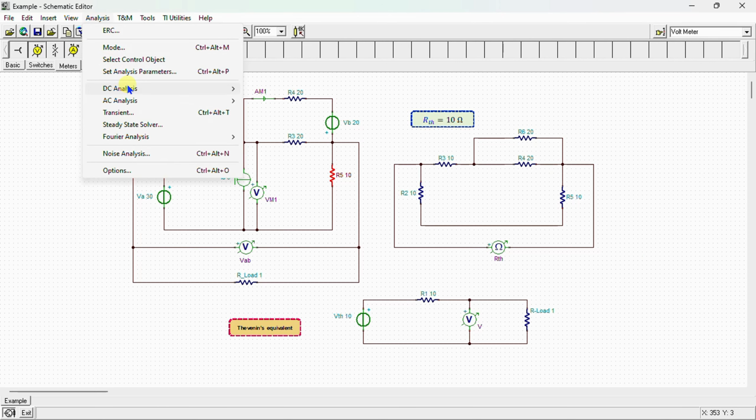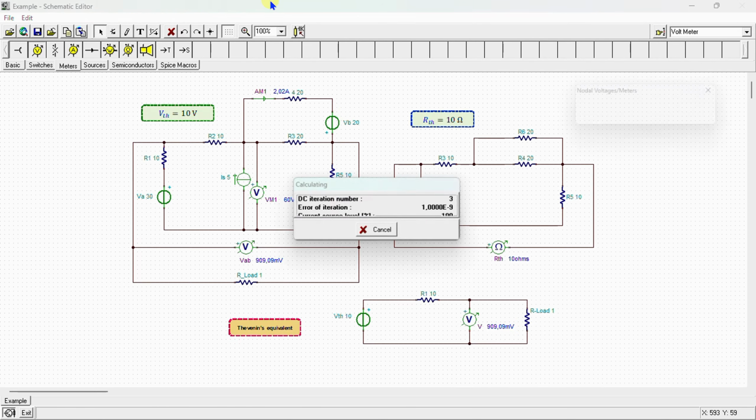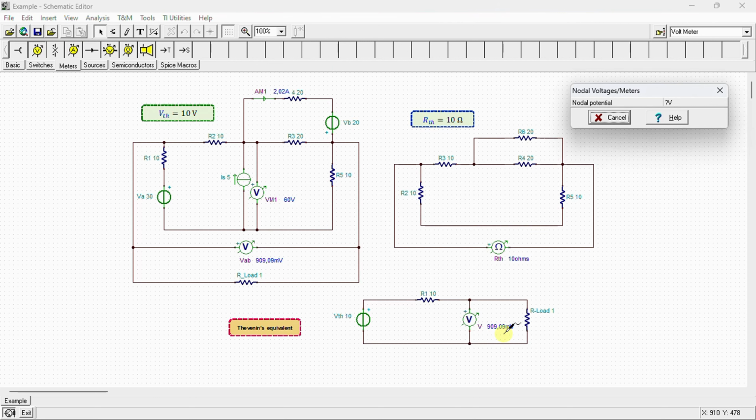Let's move on to analysis, DC analysis, calculate nodal voltages. We can see here that the voltage across the load is equal to 909.09 millivolts in the equivalent Thevenin circuit and is equal to 909.09 millivolts in the original circuit. It is exactly the same. Upon simulation, we can observe that the two circuits have identical behavior when we connect a load between terminals A and B.